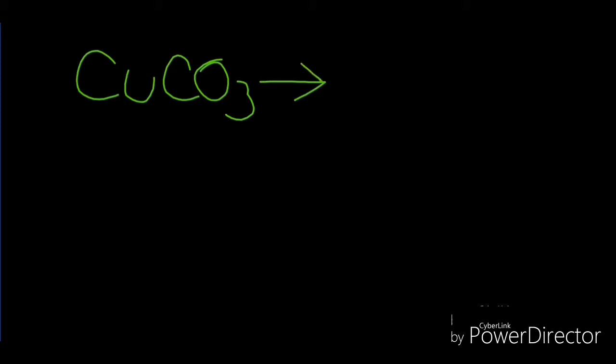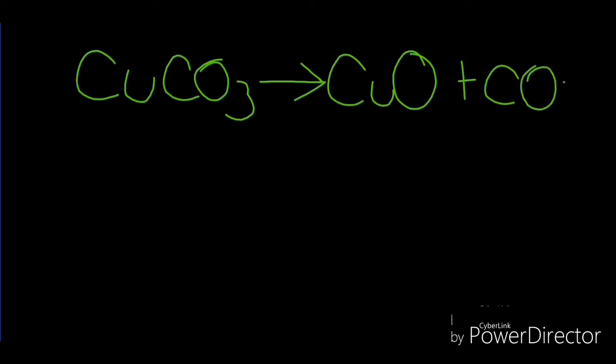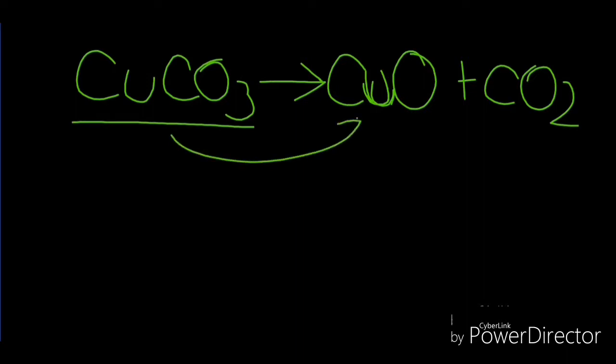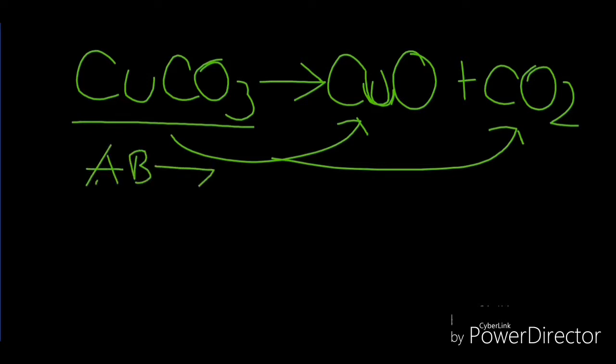So let's check some more examples. Suppose you have copper carbonate, and you have given heat to this, and this will then be divided into copper oxide and carbon dioxide. Very easy, right? So we have a full compound, copper carbonate, and as a decomposition reaction, that has been divided into copper oxide and carbon dioxide. Simply like the formula we had, AB will be A plus B.